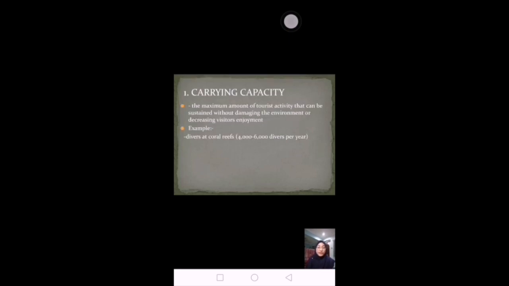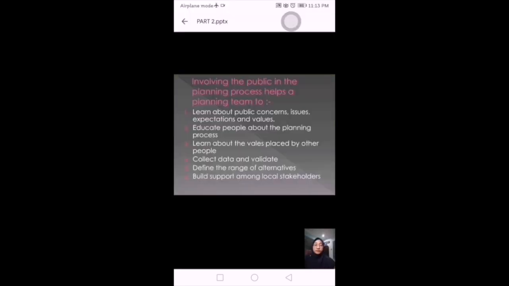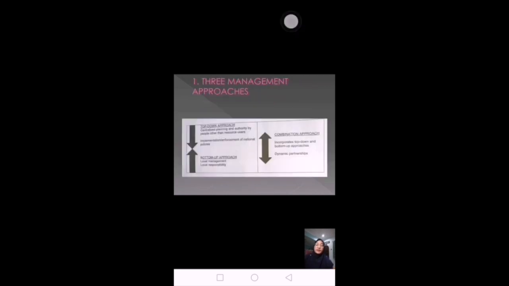Next, number 1, first I will explain to you the carrying capacity. The meaning is the maximum amount of tourist activity that can be sustained without damaging the environment or decreasing visitors' enjoyment. Next, three management approaches. First, top-down approach, that means people other than the resource users make decisions about managing resources and enforcing rules. For example, only top management makes decisions for others.